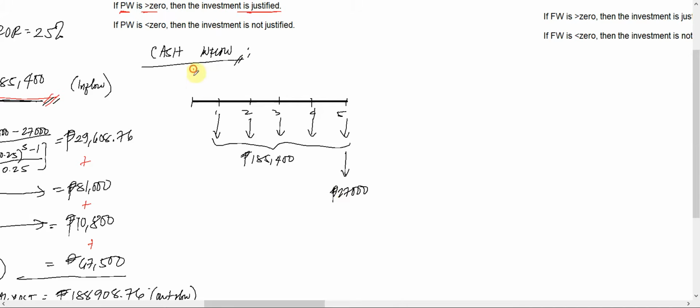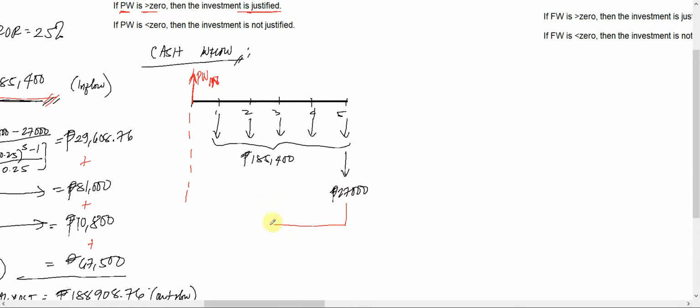And then, solve lang natin yung present worth ni inflow, no? Ayan, lagay lang tayo ng focal date dito sa present. And then, sabihin natin this is the present worth or PW ni inflow. Present worth ni in. So, in 27,000, that is a compound interest.